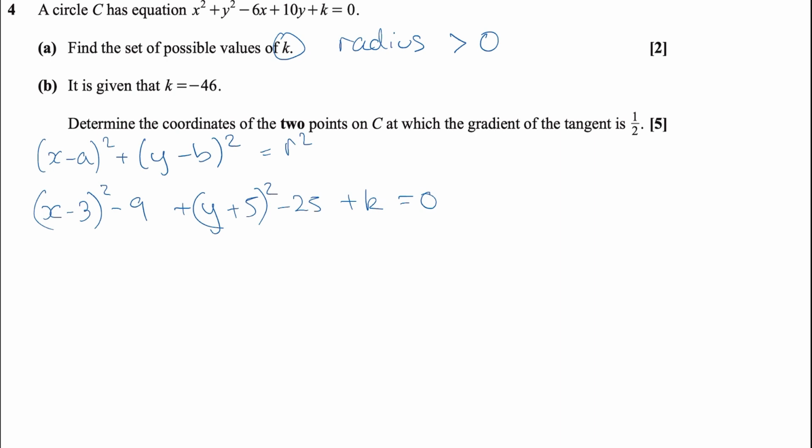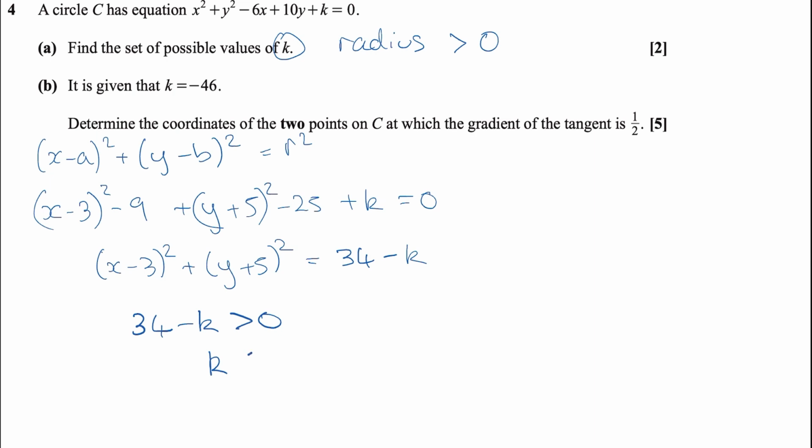Moving all the constants over to the other side, I can see that x minus 3 squared plus y plus 5 squared equals, so 9 plus 25 is 34, so I'm going to have 34 minus k. And like I said earlier, this radius has to be bigger than 0, which means that k has to be less than 34. And that's our answer to part A.